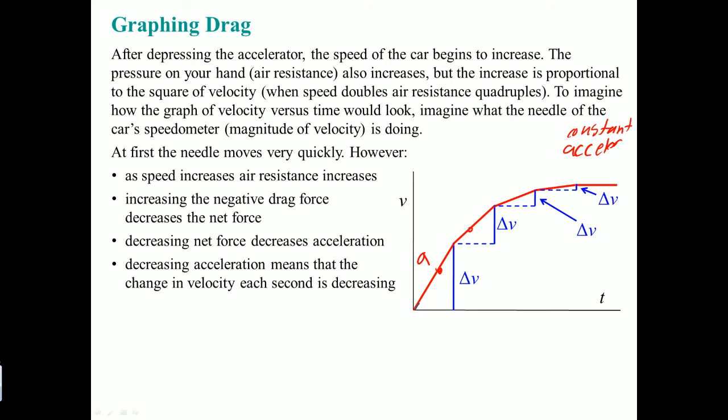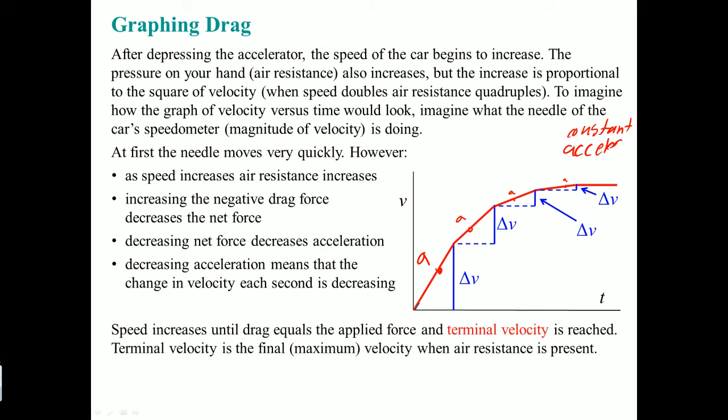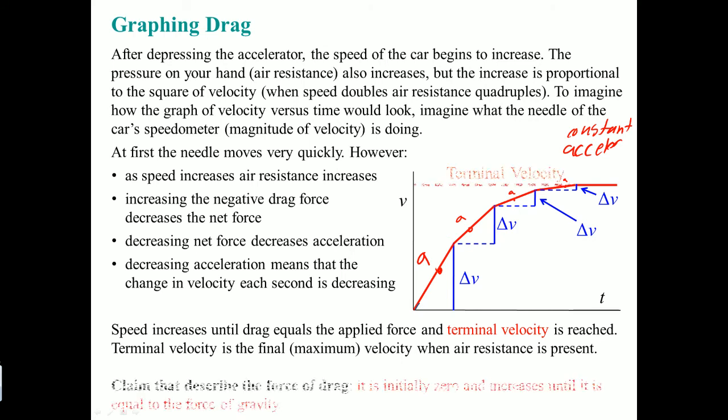Then here, the acceleration is smaller. Then the acceleration here is super small. Why? Because the drag is decreasing the acceleration, because the faster the object, the more drag. We talked about that. So as speed increases, it's going to be equal to the terminal velocity. That terminal velocity is the horizontal asymptote.